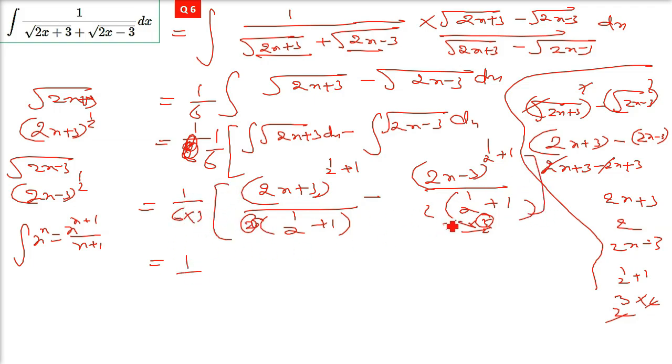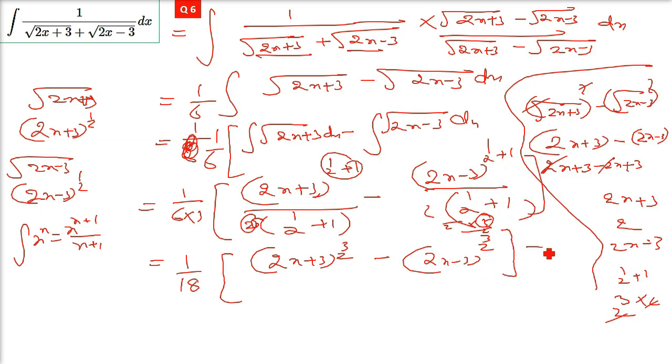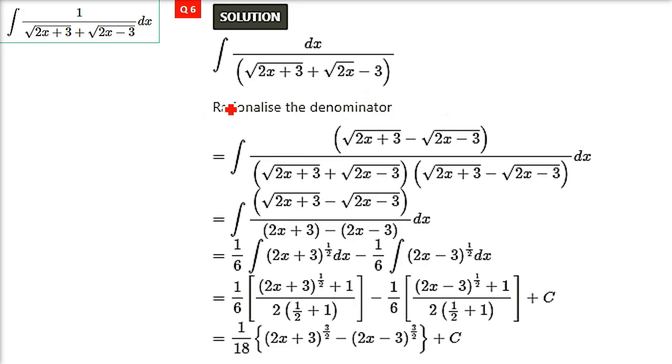So 1 by 6 into 3 is 18. 1 by 18, we have actually taken this 3 from the denominator. So only the numerator will be left for us: (2x plus 3) to the power 3 by 2 minus (2x minus 3) to the power 3 by 2. And this comes along with the constant of integration. This is your final result. Let me show you. This is the way you are going to write when you actually solve it. Because the steps I told you, but these are the key things of rationalization that you need to understand.